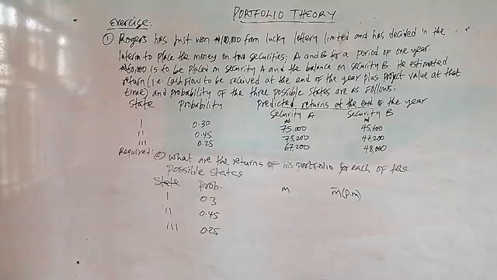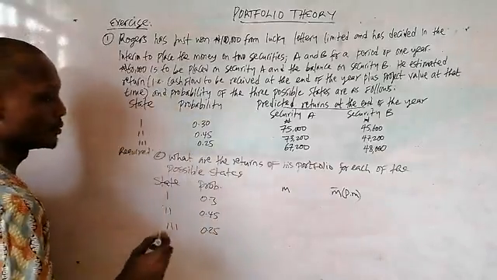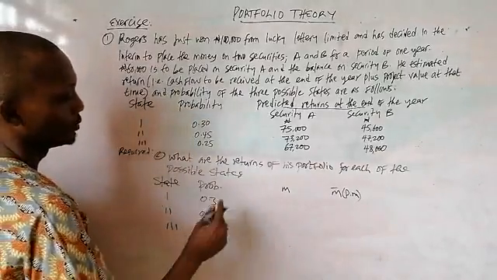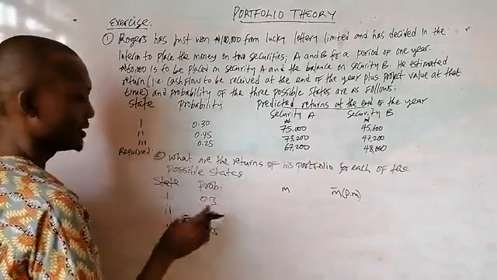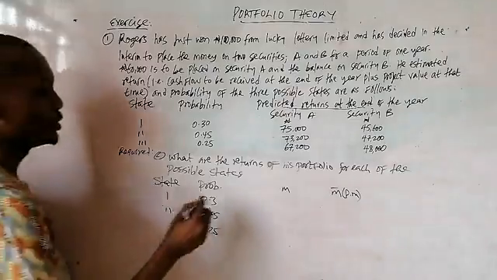Now, we want to combine the securities into one, as a portfolio. We want to see it as a portfolio now. We have two securities, security A and security B, and we want to combine the two. So for each state, we have the return for security A and security B.